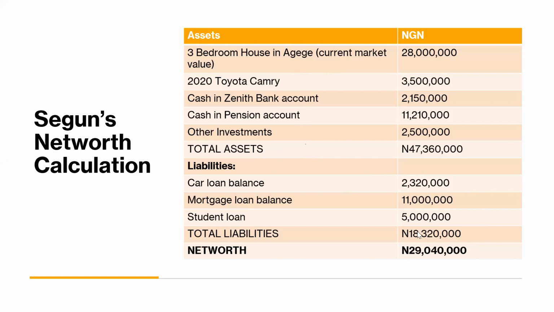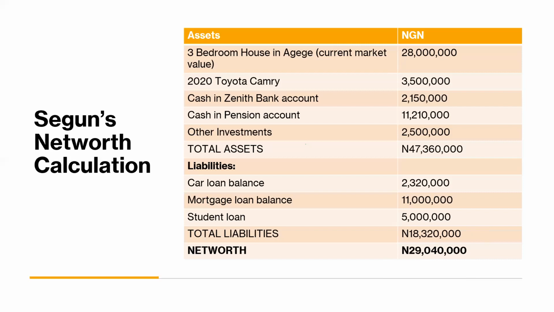So his total liabilities is 18,320,000. So to get your net worth, it is your total assets, which is 47 million in this case, minus your total liabilities, which is 18 million. So the net worth of this guy as of today stands at 29,040,000 naira.